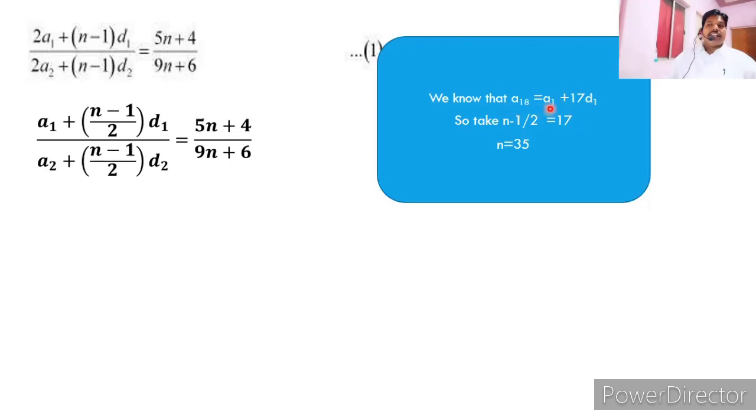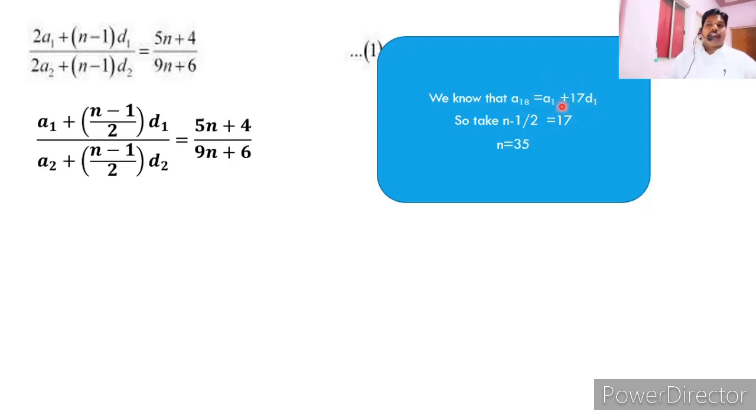A18 value is a1 plus 18 minus 1, that is 17, into d1. Do you understand, students? The formula is a plus n minus 1 into d. So the n value is 18, so it will become a1 plus 17 into d1. Why do we want this value? Because in the question they are asking for the ratio of 18th terms.